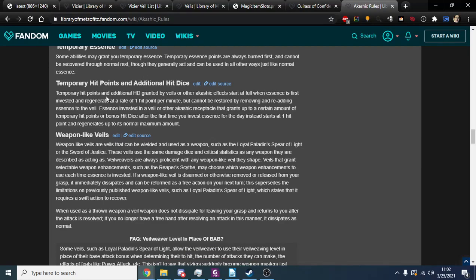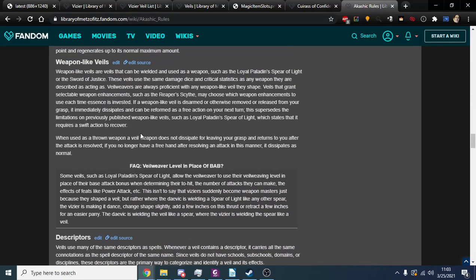You can see here that temporary hit points gained from a veil are going to be regenerated slowly. However, if you take out the essence and put it back in, you're not going to get them all back at once. They're going to have to regenerate, which I'm not a huge fan of. But it makes sense why that ability is there, because otherwise people would just use their swift action to re-up their health, and that's not good for balance.